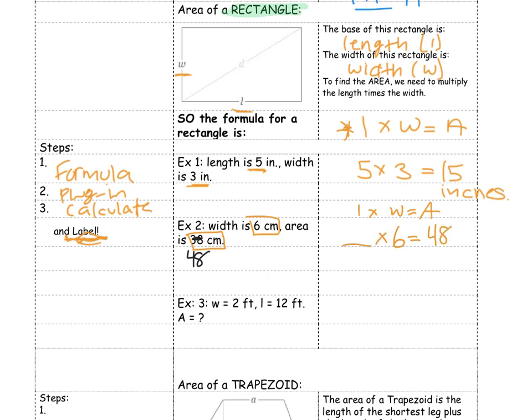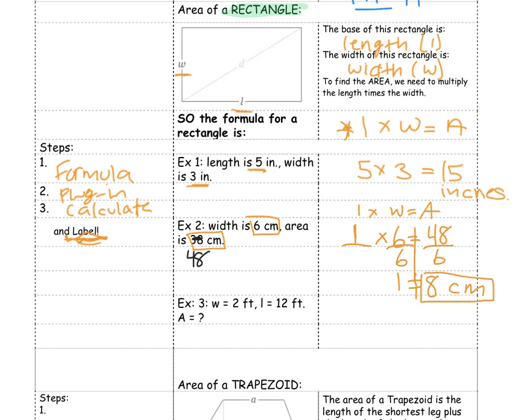So then we're still looking for this length piece. So all we have to do is get the length on its own. So we're just dividing both sides by 6 for the length to equal 8. 8 centimeters is the length.